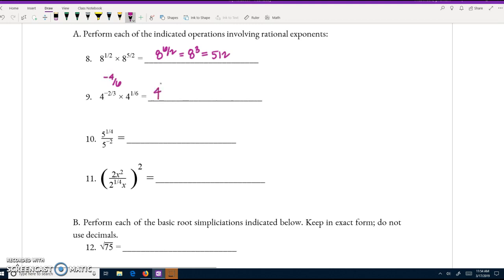So if I add those two together, I'll get negative 3/6, which is the same thing as 4 to the negative 1/2 power. And if I want, I can simplify that further, because that's the same thing as 1 over 4 to the 1/2. A 1/2 power is the same thing as a square root, so this would be 1 over the square root of 4, which is the same thing as 1/2. So I can make it look a lot nicer if I simplify all the way through.